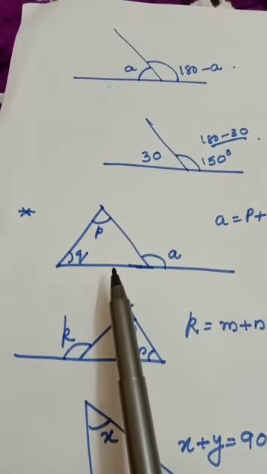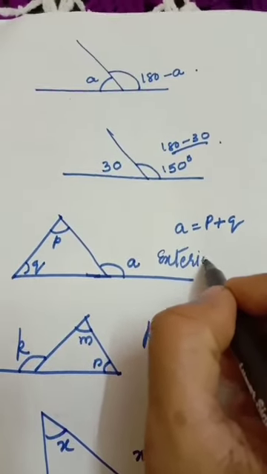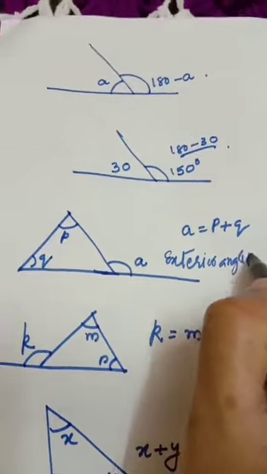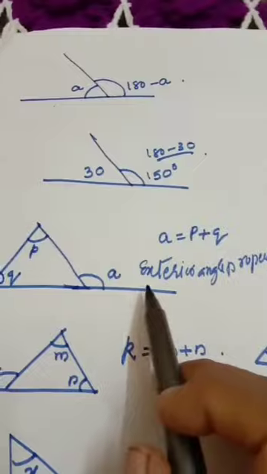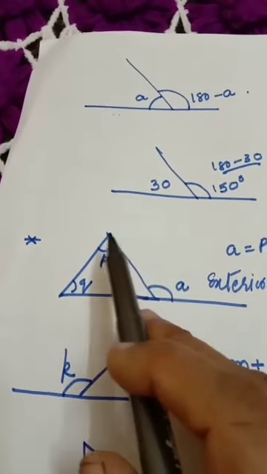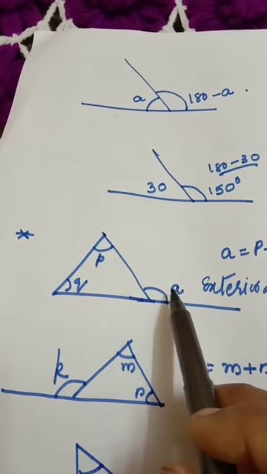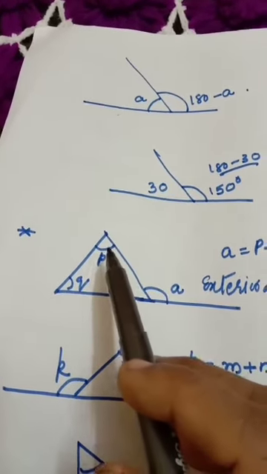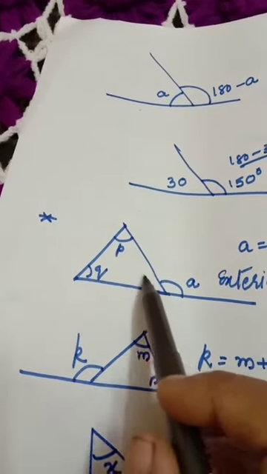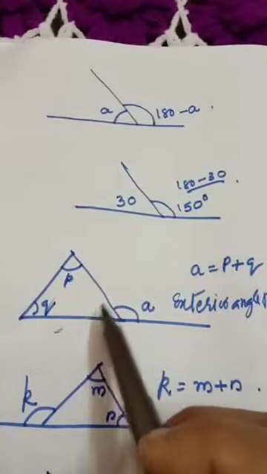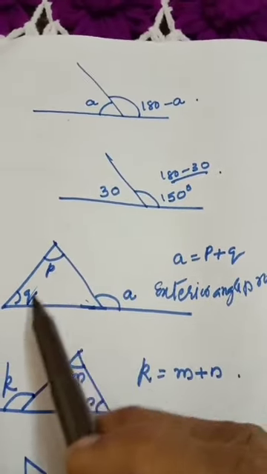Next, this is called the exterior angle property. What? Exterior angle property. That means, children, exterior, meaning outside. See one triangle. Outside angle, A. This exterior angle A is equal to the sum of the opposite interior angles. The opposite angles of A are P and Q. Sum of opposites, P plus Q. A equals P plus Q.